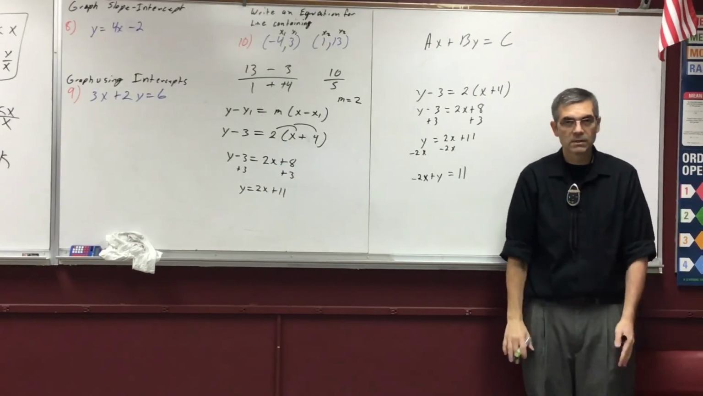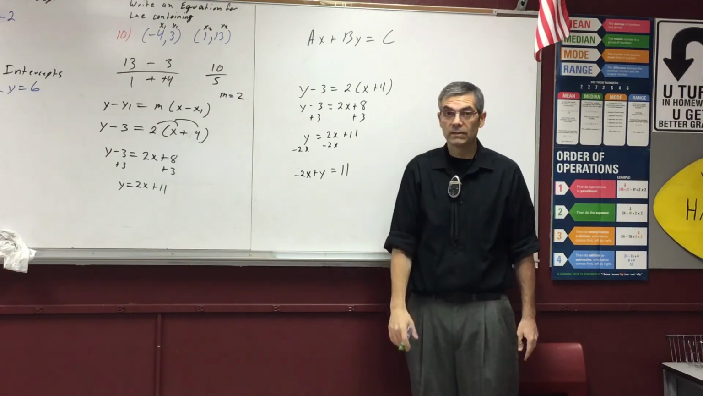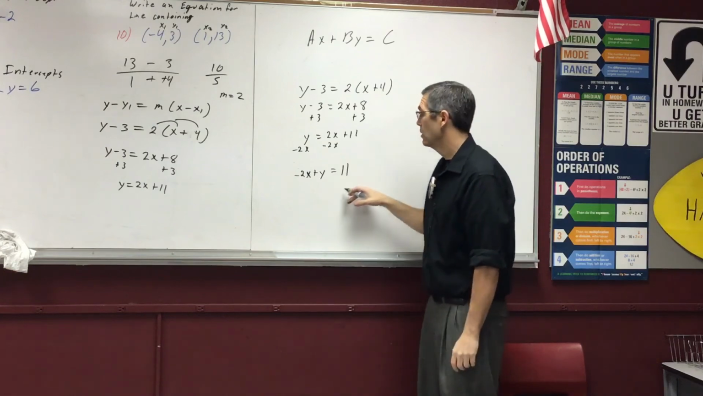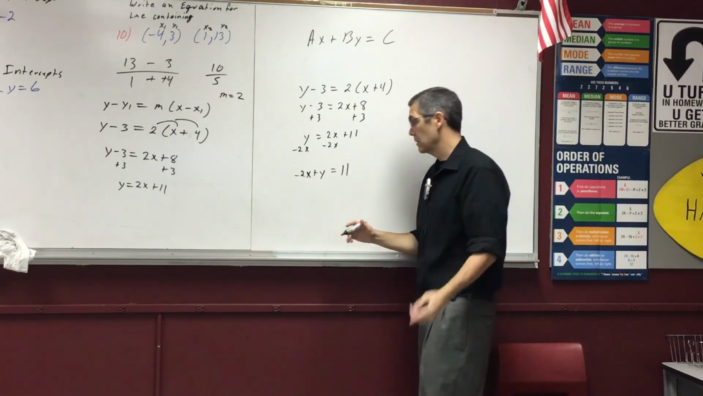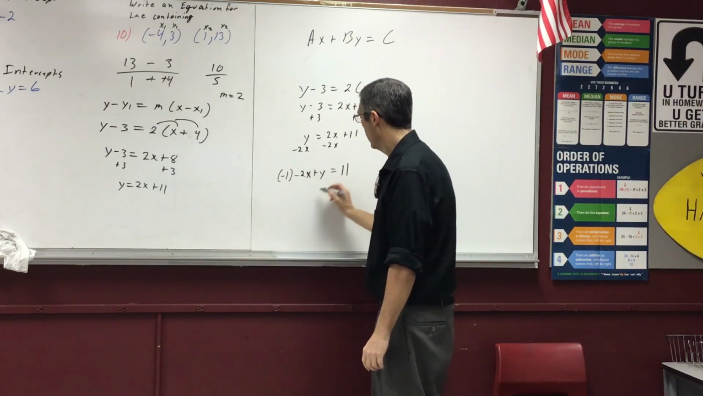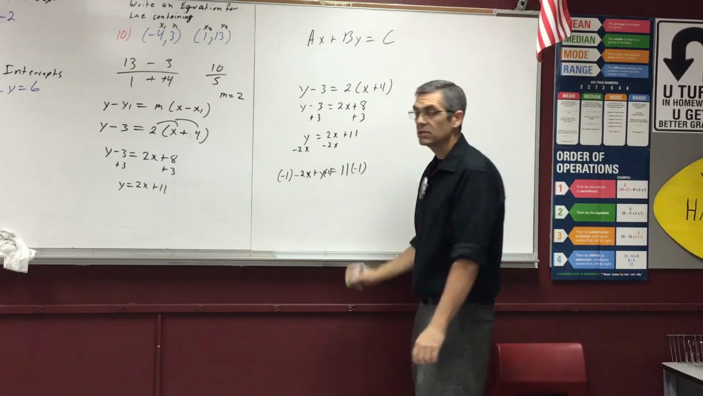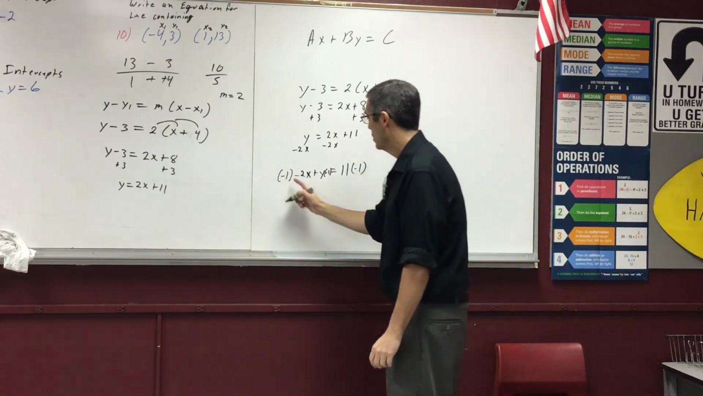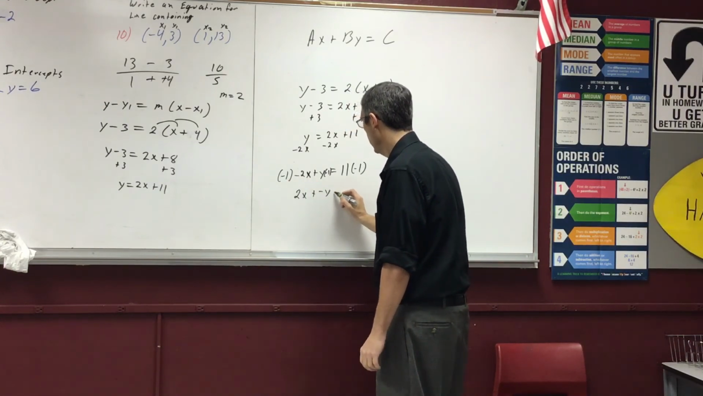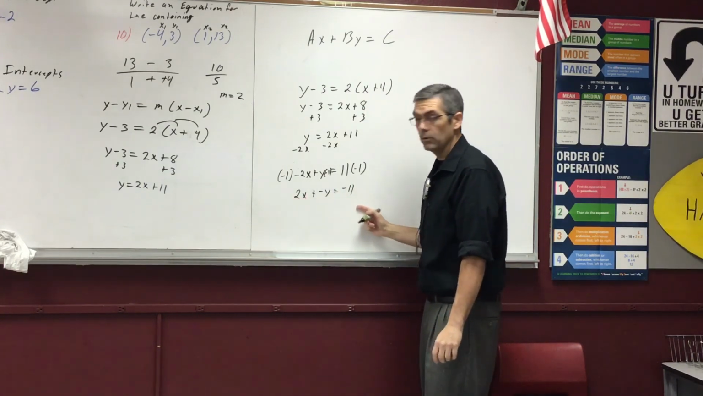However, standard form says that this number can't be negative. So we're going to have to switch this. And it has to be reduced all the way down, so watch that too. This is going to be reduced all the way down, but we've got to change the negative. So we're going to multiply every term by a negative 1 on both sides. So this becomes 2x plus negative y equals negative 11. All right, so now I look good here.